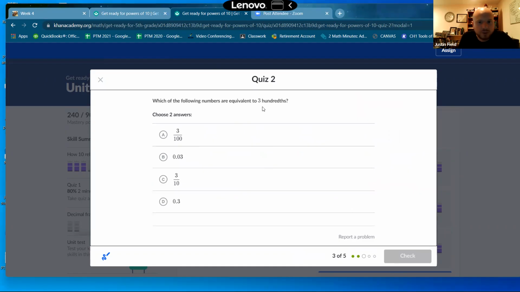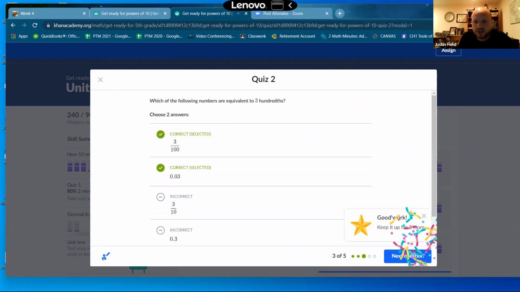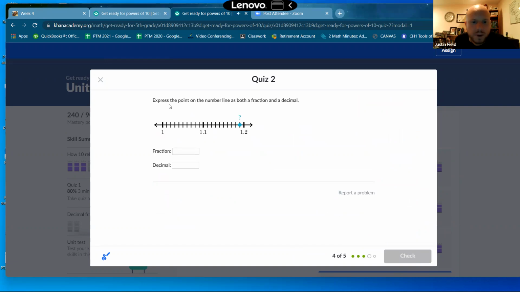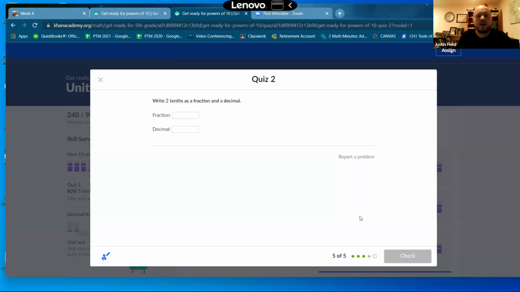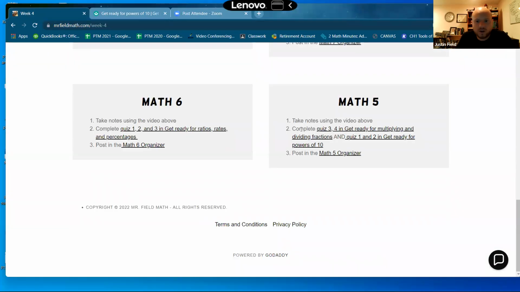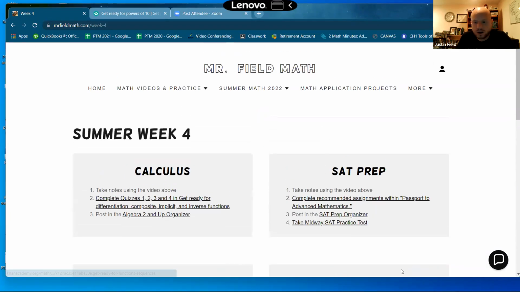Okay, which of the following numbers are equivalent to 3 hundredths? 3 hundredths and 3 hundredths. That's 3/10. That's also 3/10. Express the point on the number line as both a fraction and a decimal. Well, you could do that. Last one, 2. All right, so there you go. Lots of good stuff for week 4. Okay, now I'm going to stop this video and do week 5.